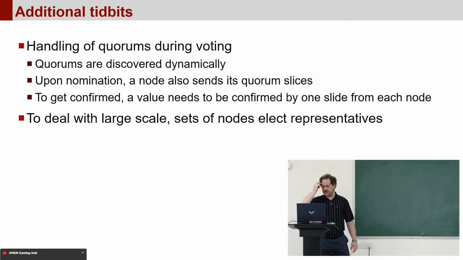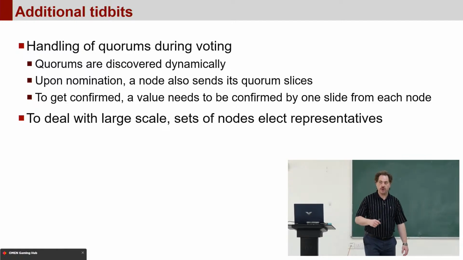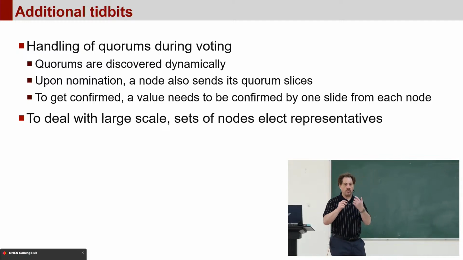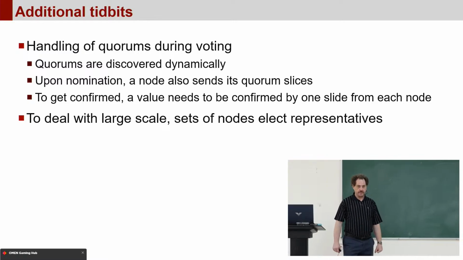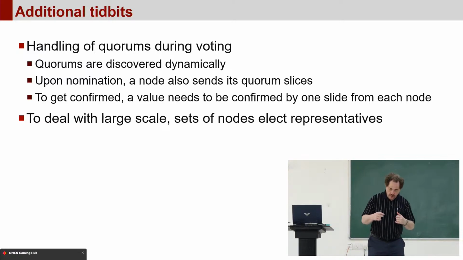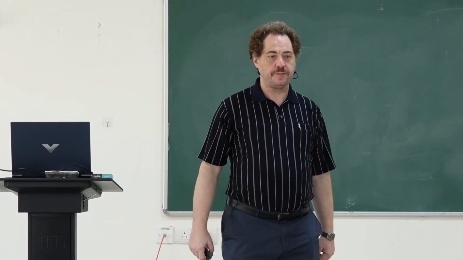The Stellar system has additional optimizations. For example, if deployed at a large scale, then sets of nodes would elect a representative. So again, it's very similar to committee selection in Algorand. And then only the committee would send slices. The committee selection is similar to Algorand, but in Algorand, the committee proposes a block. In Stellar, the nodes in the committee would send slices.